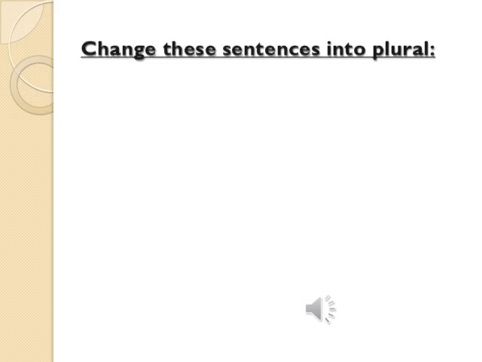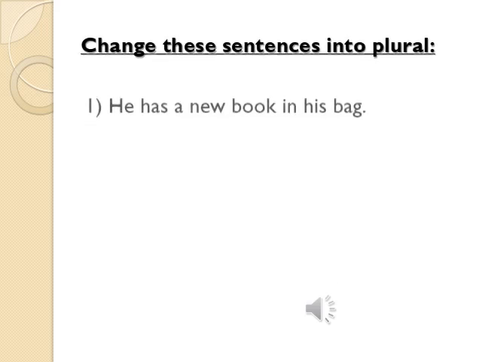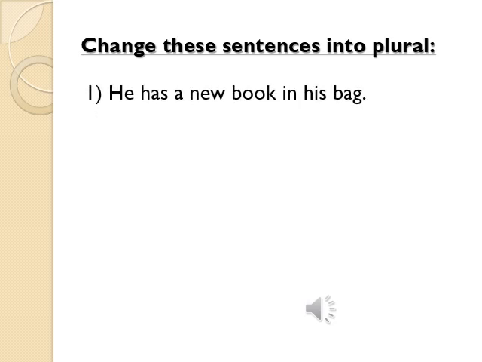Okay, boys, now we have some exercises. We will answer them together. The first one: change these sentences from singular into plural. Okay, number one, he has a new book in his bag. As I told you, we have to take it word by word.